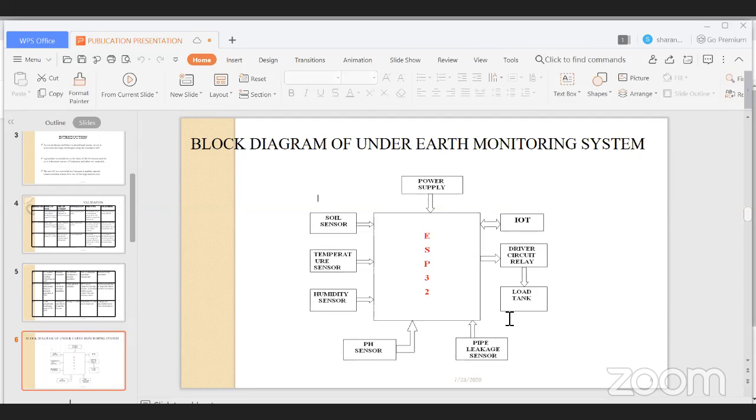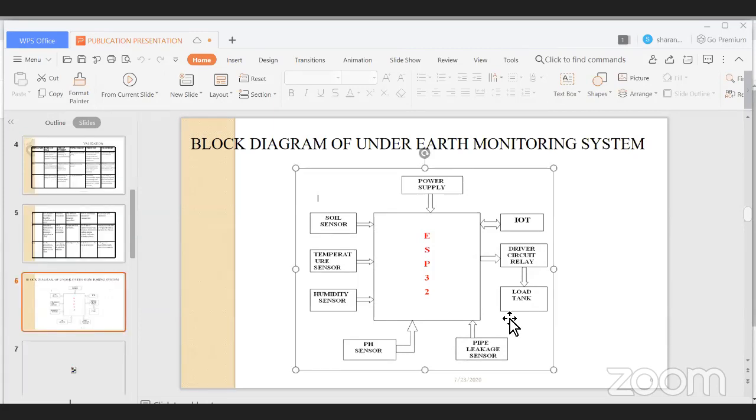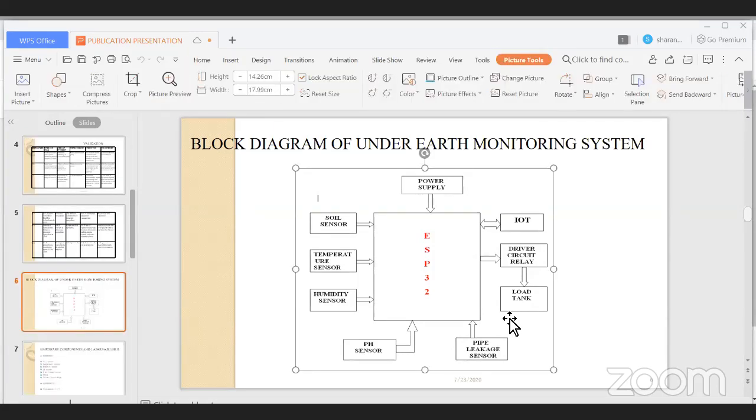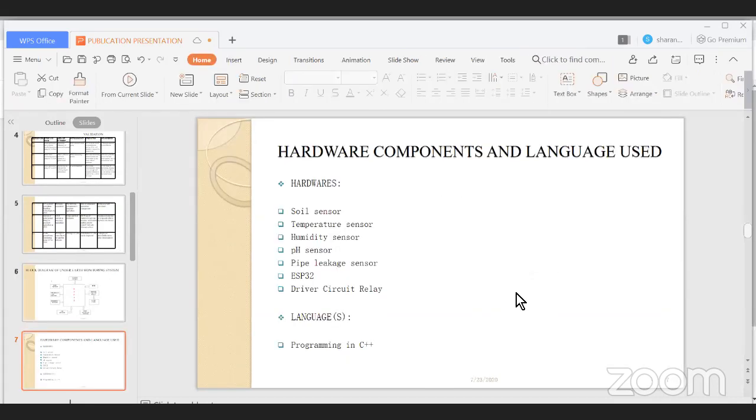We use the ESP32. ESP32 is a 2.4 gigahertz single chip microcontroller. It is ultra low power, it is 40 nanometer, and it has a 12-bit ADC and 32-bit microprocessor. The range is 3.3 volts. The hardware components used are: soil sensor, temperature sensor, humidity sensor, pH sensor, pipe leakage sensor, and devices such as the ESP32 and driver circuit relay. The language we used in this paper is C++.